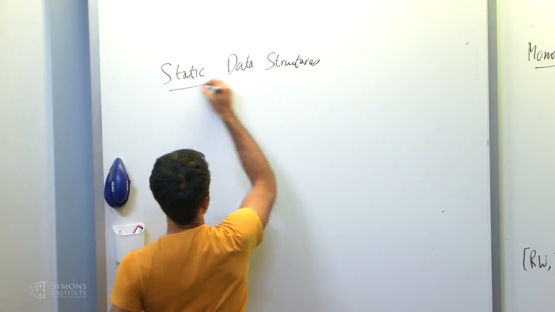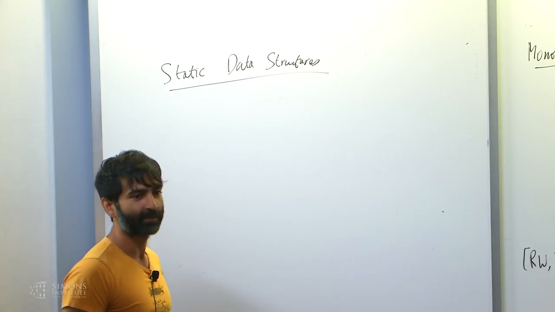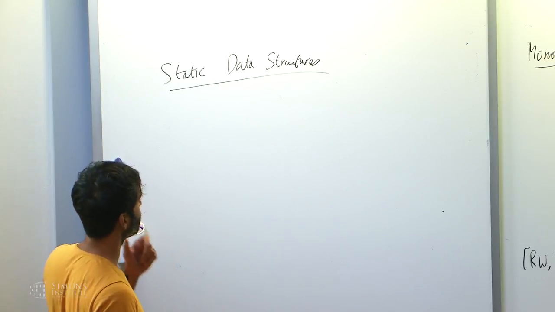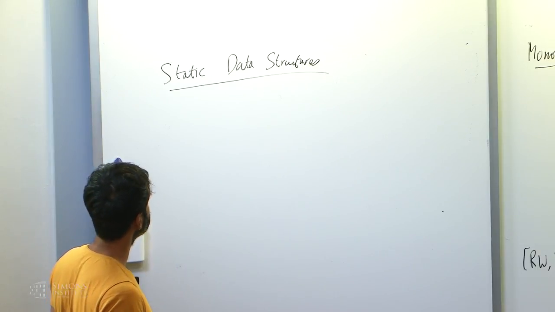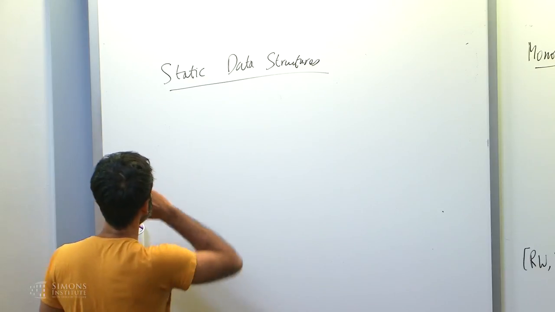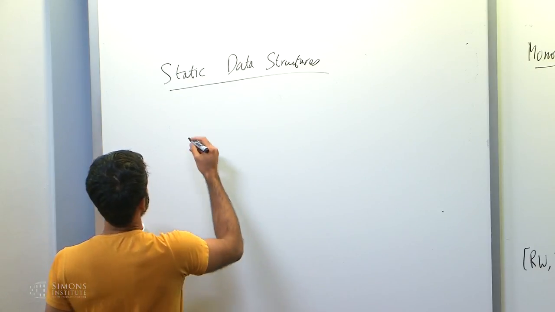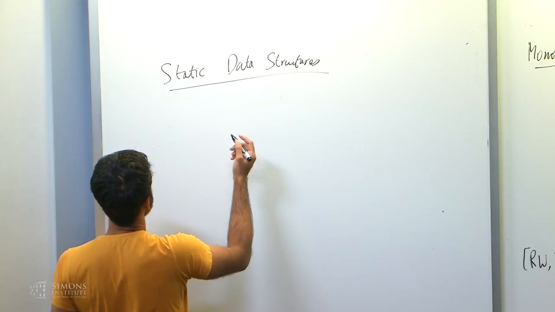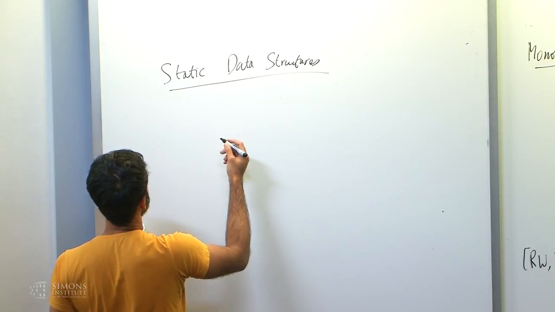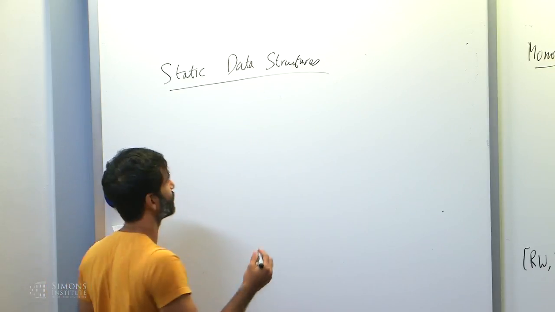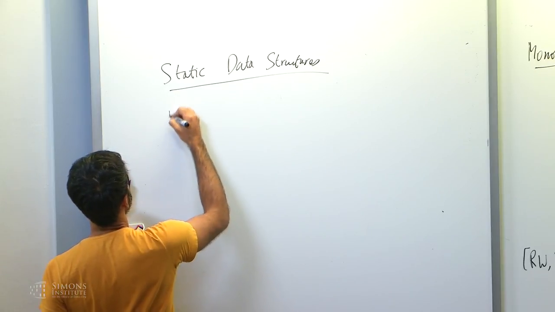And I'll give you definitions. I'll just give you an example. So here's the problem that I'm going to be interested in, and I'll explain what a data structure for that problem is. The problem that I'm going to study is one of the fundamental problems in data structures. It's called predecessor search.